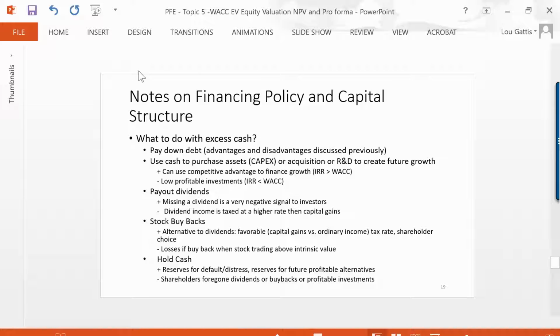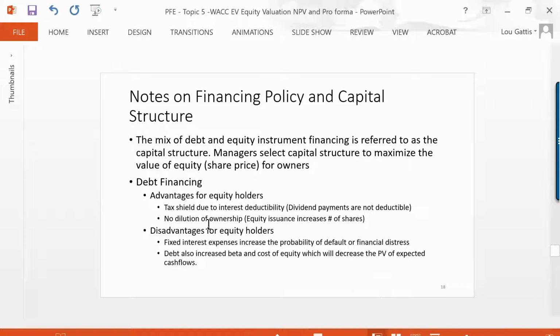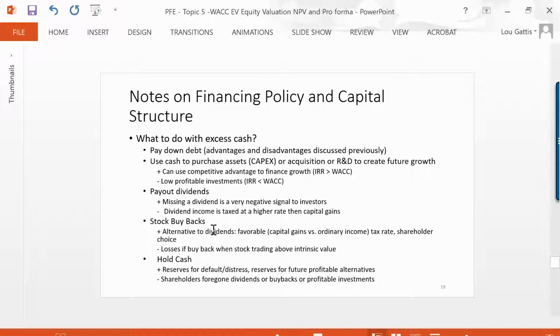Which leads to another question: what do firms do when they have excess cash? You see companies like Walmart or Apple, and they have lots of extra cash. So the question is, what do you do with cash? Here are some things you can do. You can use it to pay down debt. Now, firms like Apple don't have a lot of debt, so they can't really do that. But the advantages of paying down debt, well, you can look at the disadvantages of debt and you get rid of those. Or you can use cash to make more purchases, higher CapEx, or use it for R&D to create future growth. So you can either use it to pay down debt, or use it to finance more investments, launch more products, or you can pay out a dividend.